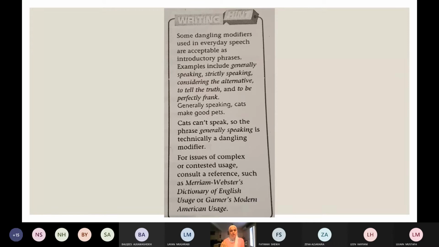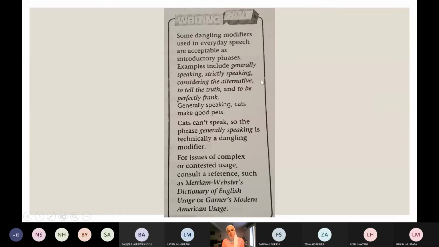Generally speaking, rats have batsmen, okay? Of course, cats and rats do not speak. I say it as an introductory phrase like "however." Considering the alternative, comma, and then I say what I want to say. The film, or the movie, was the best choice.